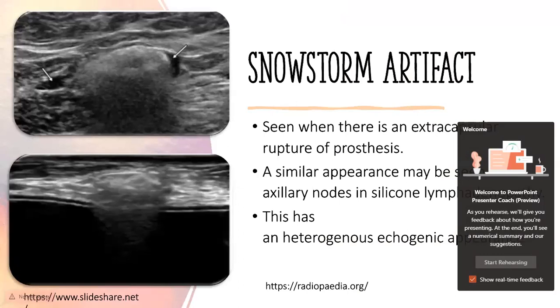Our next artifact that we're going to look at is the snowstorm artifact, and this is particularly seen in extracapsular rupture of silicone prosthesis. A similar appearance is also seen in axillary nodes in silicone lymphadenopathy, and this has a heterogeneous echogenic appearance. So as we can see in the top picture, we've got a lymph node, and we've got echogenic material and this heterogeneous snowstorm appearance behind it.